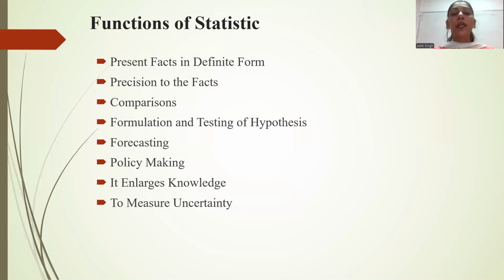Next one is policy making. So with the help of statistics, we can frame valuable policies. How we can identify how much food is required to import in 2020-25.